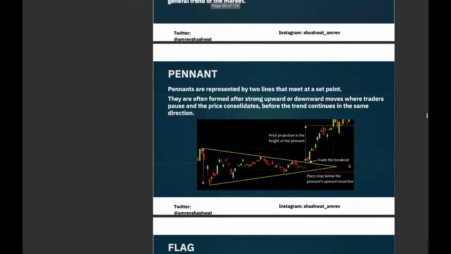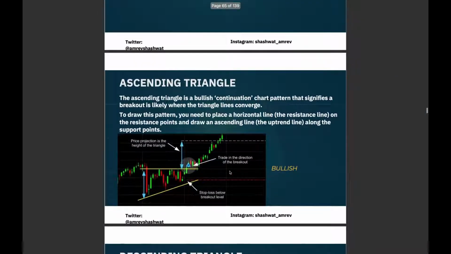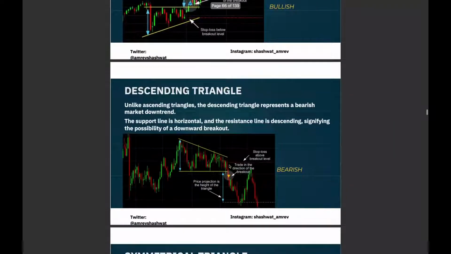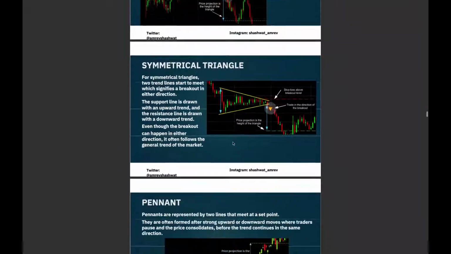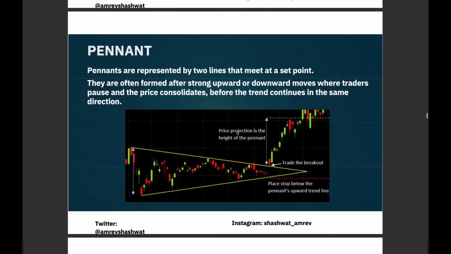Similarly, there's a pennant. Now, ascending is for upside, descending is for downside breakout, symmetrical is for any side breakout. Pennant is also for any particular side breakout. It is not stated that a pennant will only go up or only go down. Pennant is the breakout for both sides.